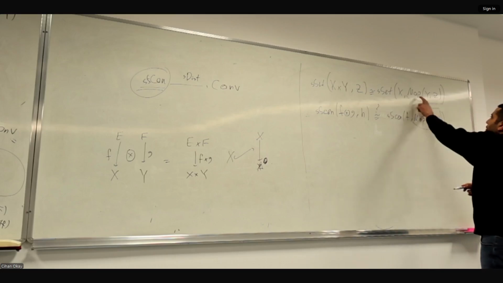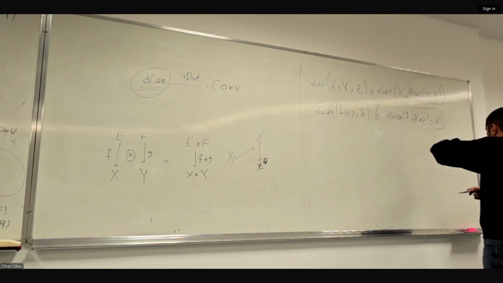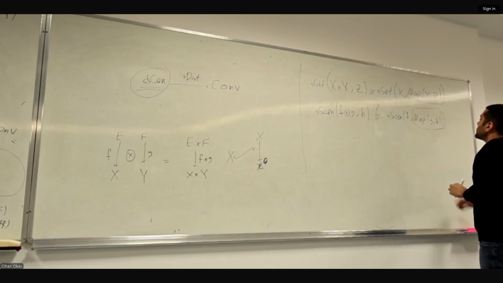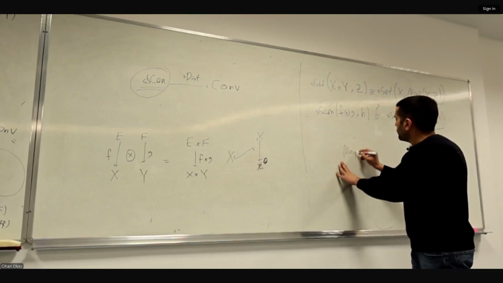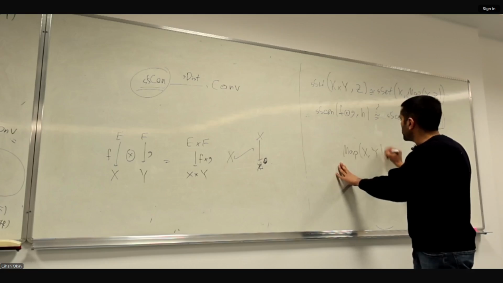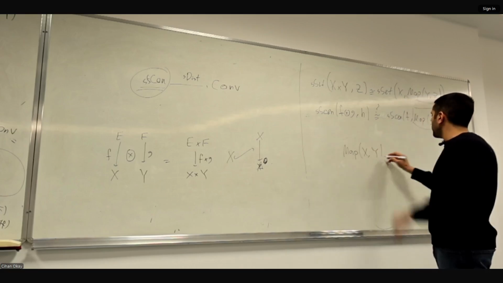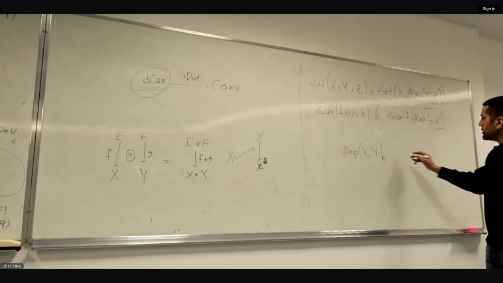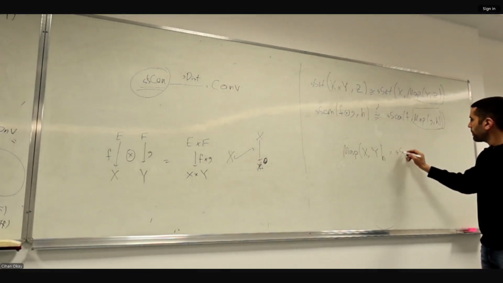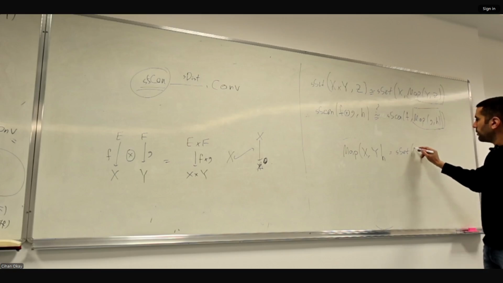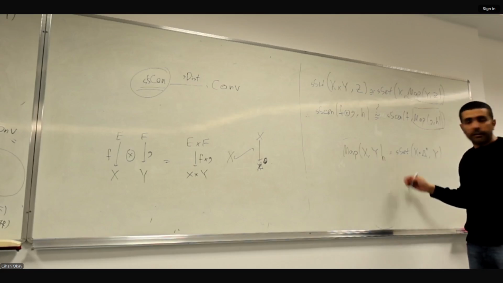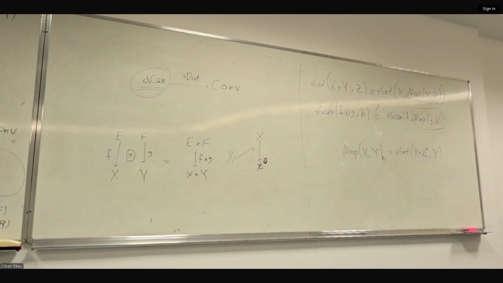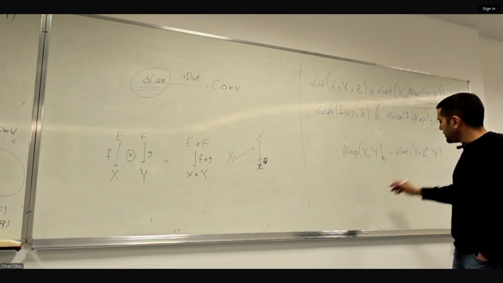So let's remember how it's defined here. I have a map of X, Y, let's say. How is it defined there? In degree n, it's a simplicial set: maps from X × Δ^n to Y, right? This is in degree n.